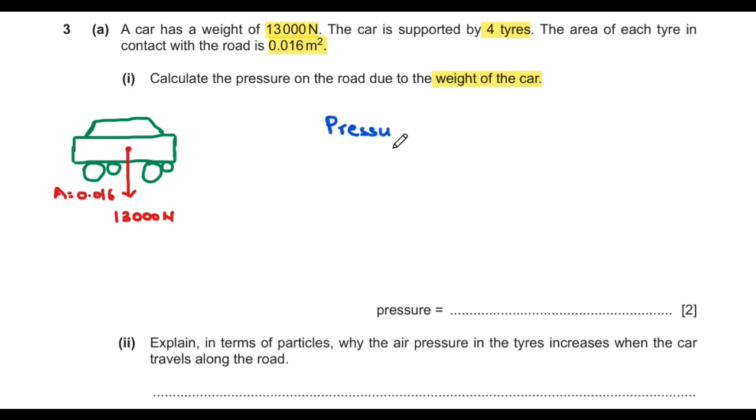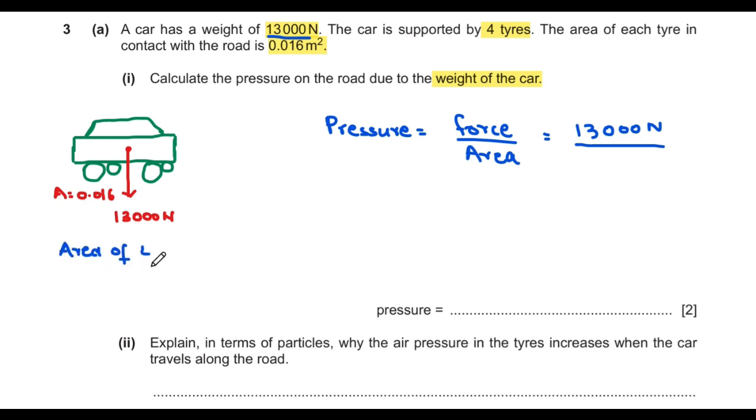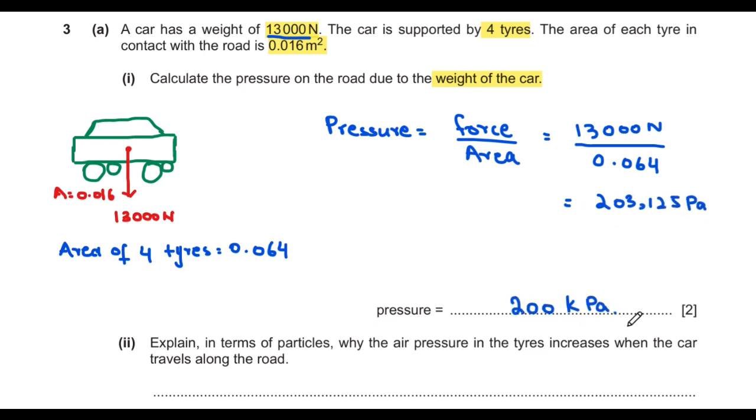And pressure is equal to force divided by area, or force per unit area. So force is equal to weight, and that is already given, which is 13,000 newton. But the area of contact of one tire is 0.016, and we have 4 tires, so I'll multiply the value by 4 to get the total area of 4 tires. So it would be 0.064 meters squared. So I'm writing 0.064, and the final value for the pressure is 203.125 pascal, and to two significant figures it would be 200 kilopascal.